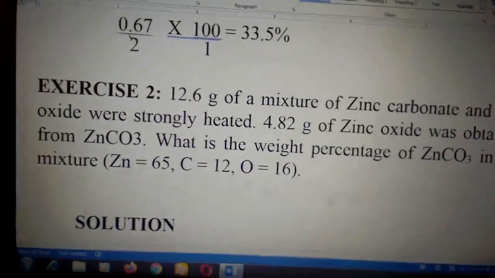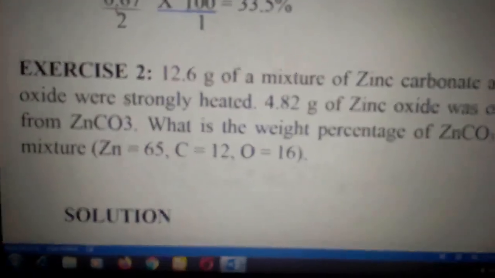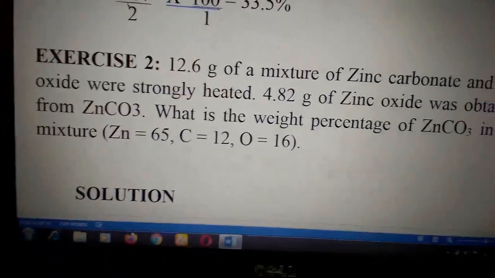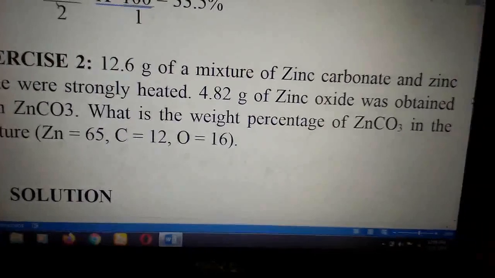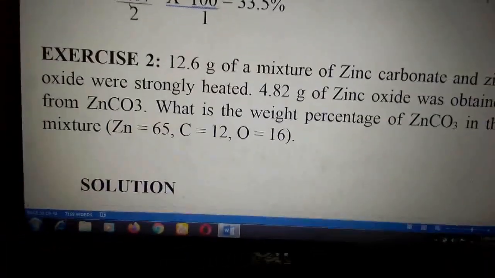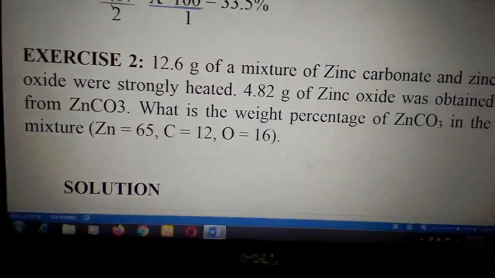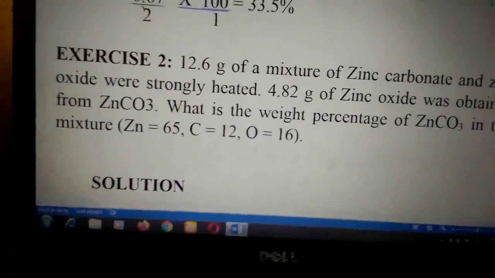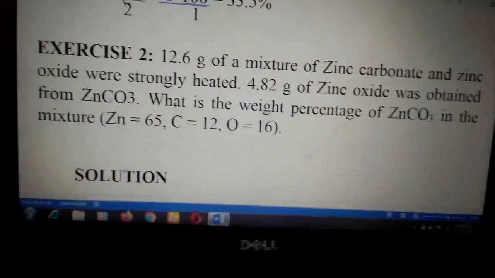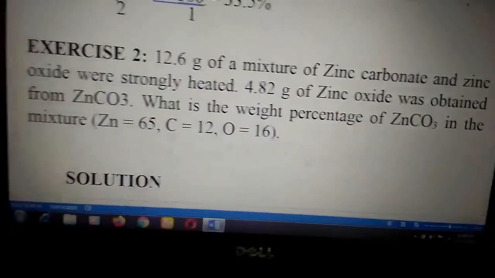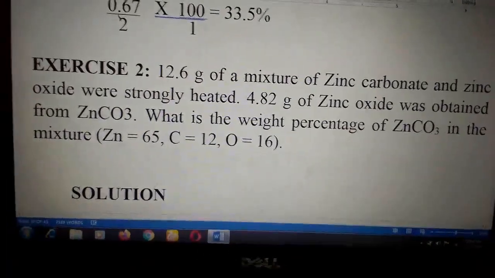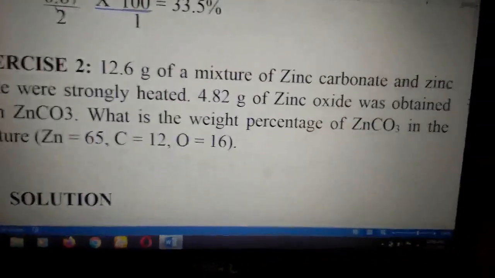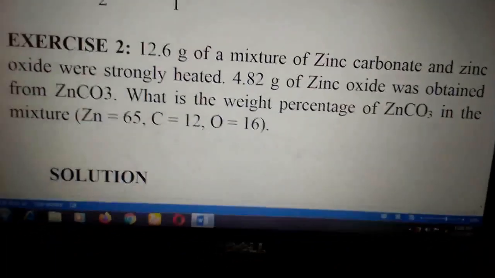So go to exercise 2 that says 12.6 grams of a mixture of zinc carbonate and zinc oxide were strongly heated. 4.8 grams of zinc oxide was obtained from zinc carbonate. What is the weight percentage of zinc carbonate in the mixture? So the mixture consists of zinc carbonate and zinc oxide, and the mass of the mixture is 12.6 grams. On heating the mixture, 4.82 gram of zinc oxide was obtained.